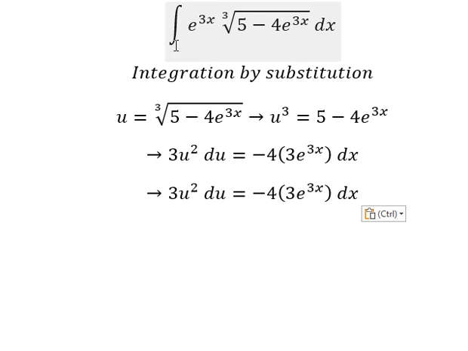Next, because we don't have negative number 4 and number 3 in here, we need to divide both sides by negative number 12.